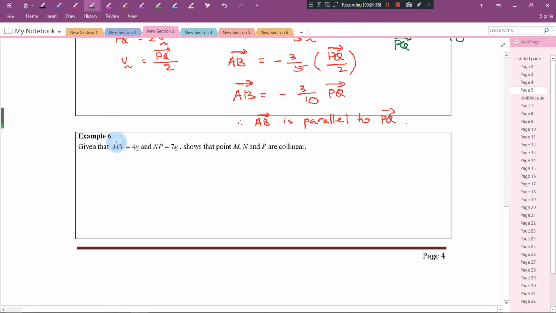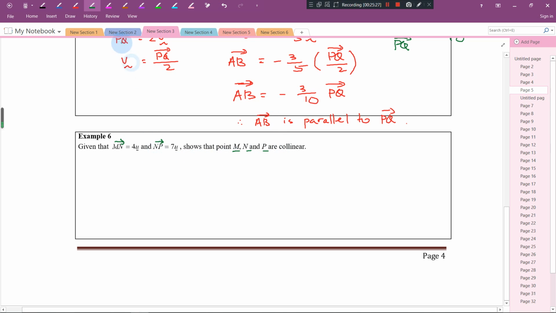Given MN, here there should be a line over it. I don't know why when I convert it to PDF, this line disappears. So now I have MN is equal to 4U, NP is equal to 7U. We want to show that M, N and P are collinear. So still remember what I told you just now. First thing, you want to write in this form first. Then you can say that they are parallel. The next thing, look for the common point.